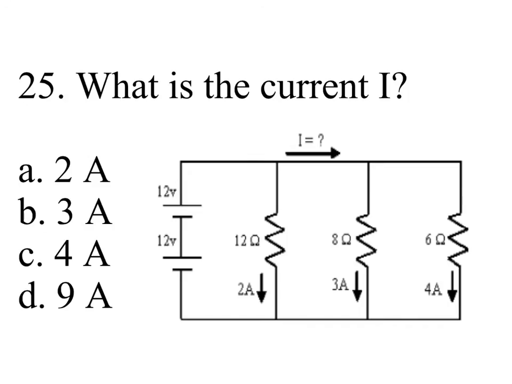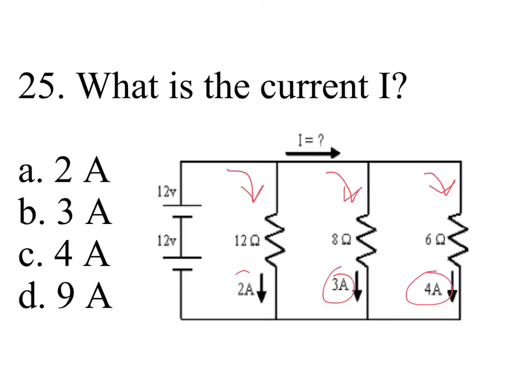Now, what is true of current I? This diagram I don't like because it is not clear where this I is. If this I is happening after this circuit, then it's the current that's going through here and through here, and we would add those together, and we would get 3 and 4, and we would get 7, which is not an answer choice. My thought is that this current is probably the total current.